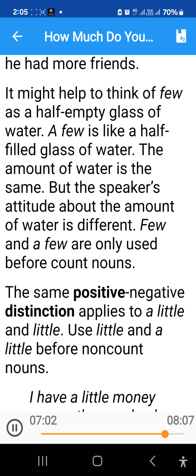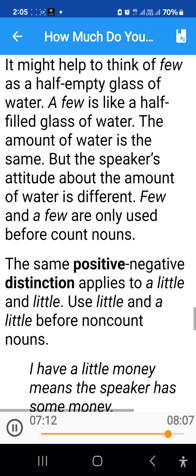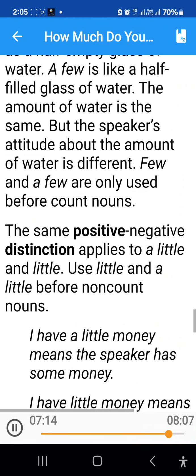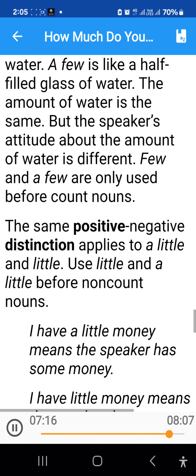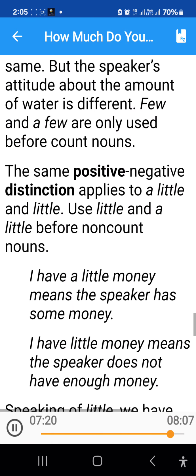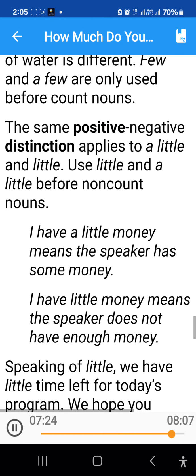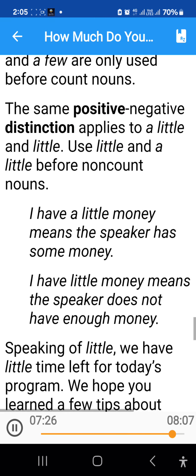It might help to think of few as a half-empty glass of water. A few is like a half-filled glass of water. The amount of water is the same, but the speaker's attitude about the amount of water is different. Few and a few are only used before count nouns.